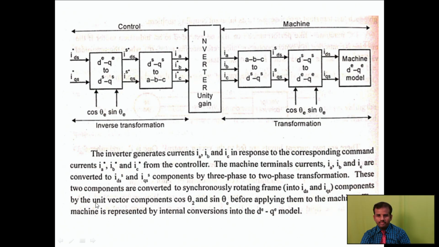Here we have to use cos theta e and sin theta e as the control in these DQ components, and the control side also uses cos theta e and sin theta e, that is the unit vector components. Before applying them to the machine, you have to use this cos theta e and sin theta e. The machine is represented by the internal conversion into the DE and QE model.